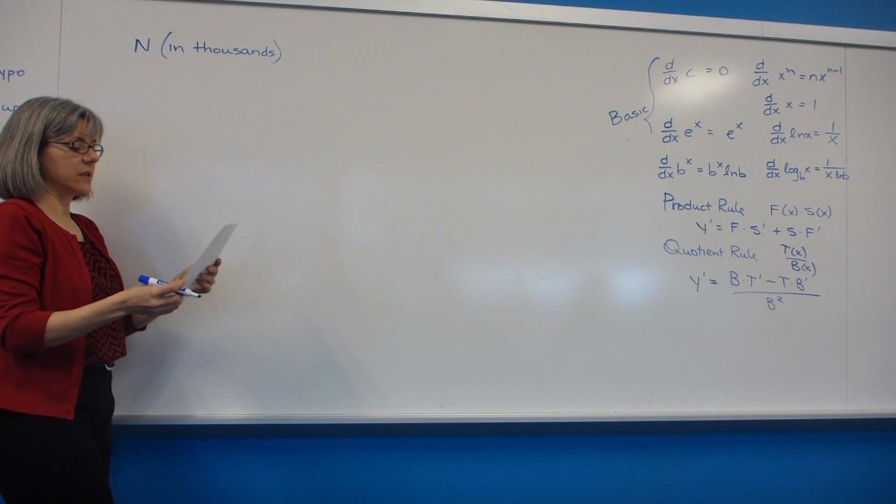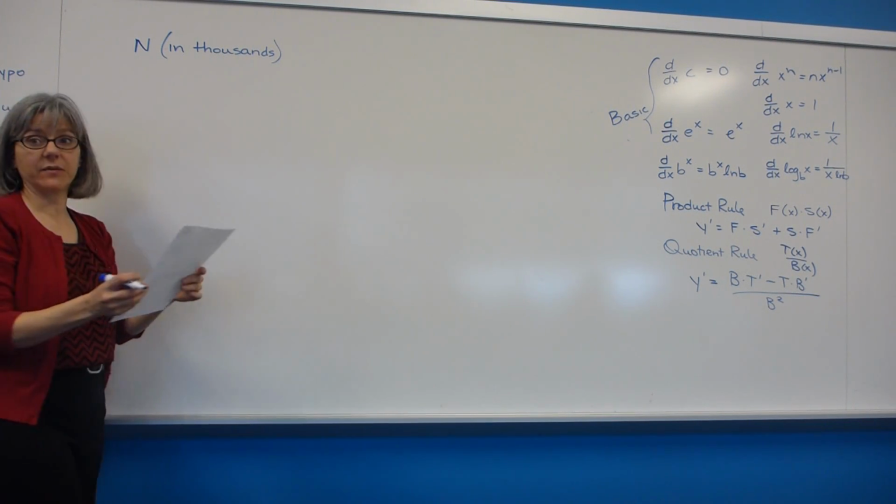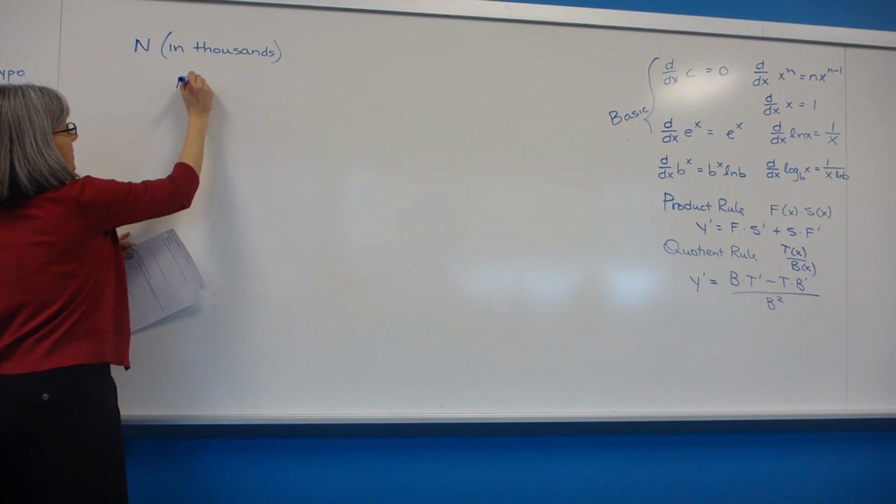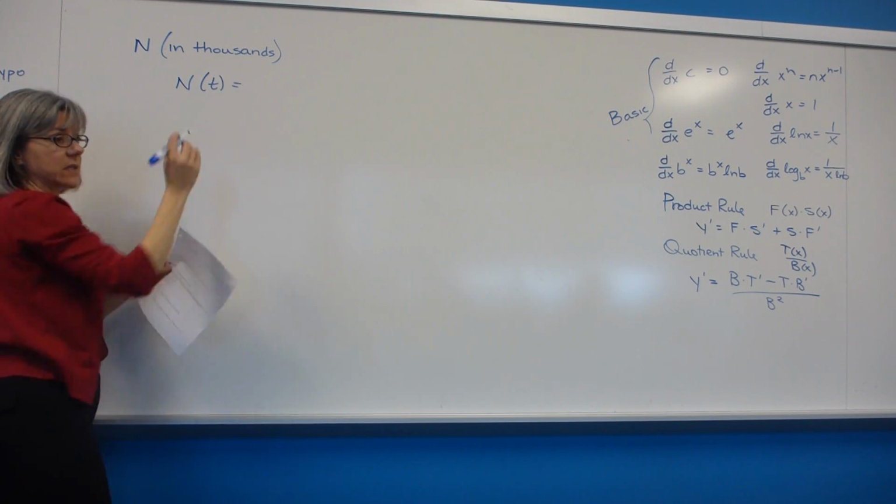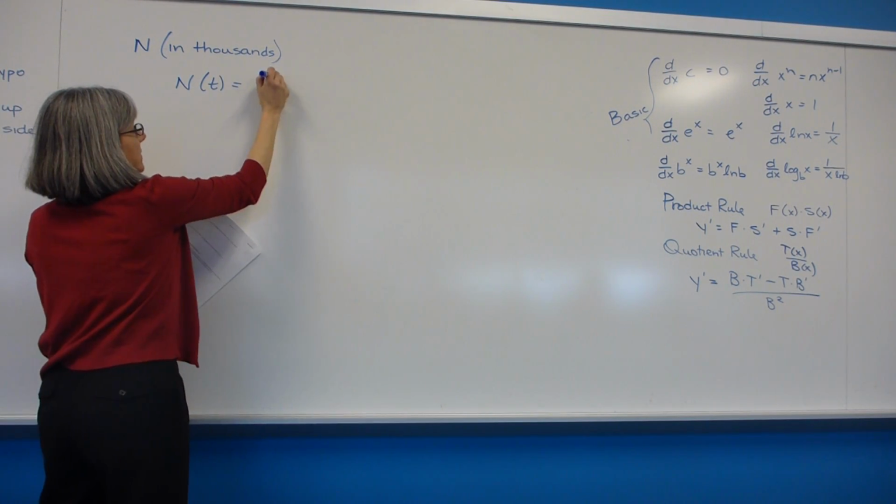So the number n in thousands of subscribers T months after installation is given this way. So here's the number of people based on the amount of time, months, is this.